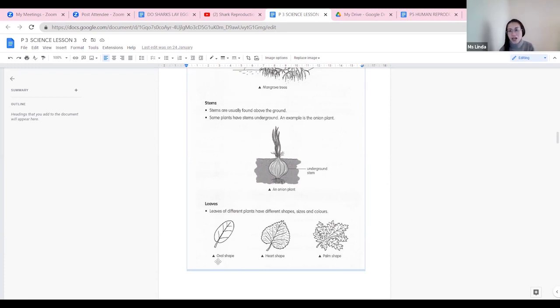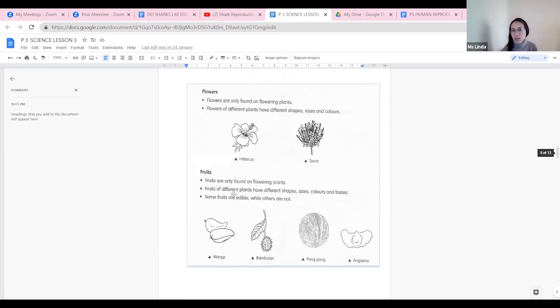Okay, leaves. The main 3 shapes, you got oval, heart, and palm. Okay, again, flowers, non-flowering or flowering. So under flowers, you got example hibiscus and azalea.